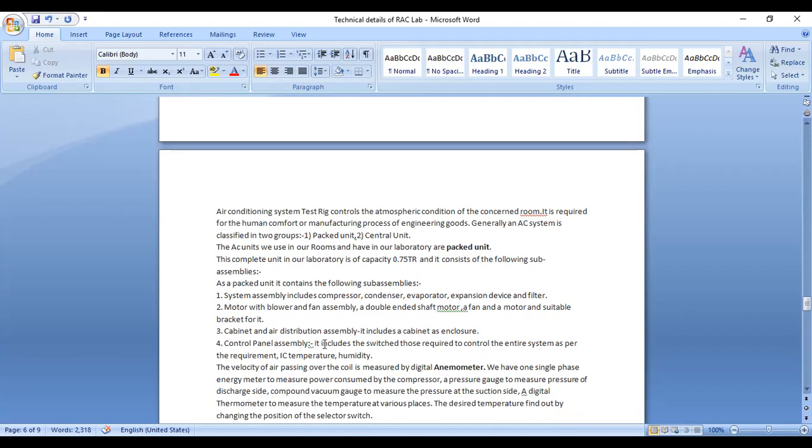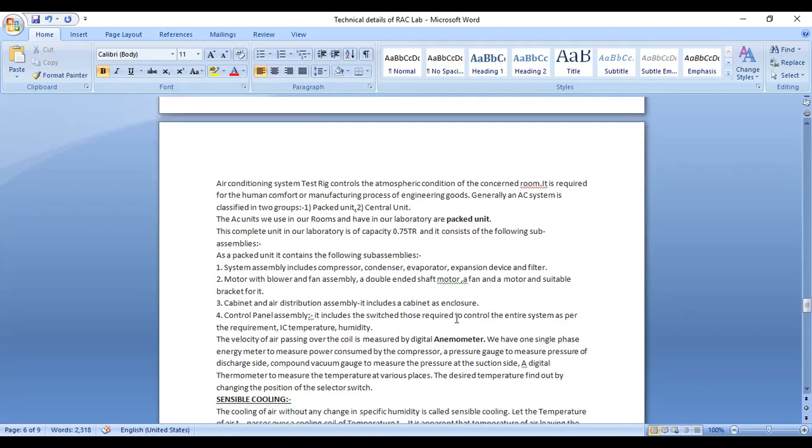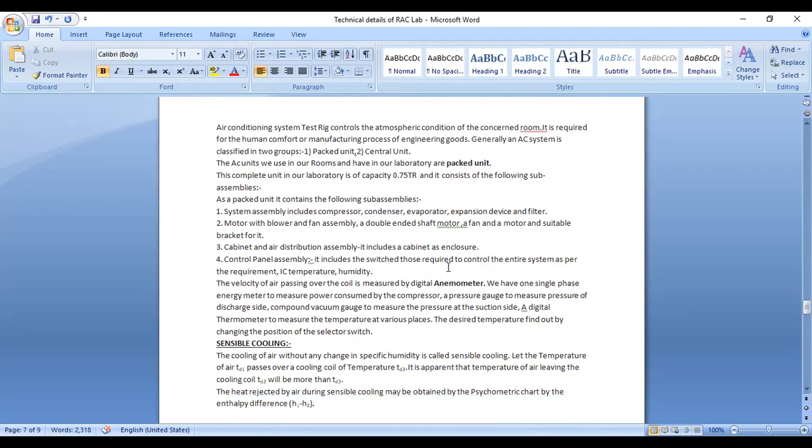The control assembly includes a switch, those required to control the entire system as per the refrigerant requirement, temperature, and humidity. The velocity of air passing over the coil is measured by the digital anemometer. So velocity of air we are supposed to calculate. We have one single phase energy meter to measure the power consumed by the compressor. A pressure gauge to measure the pressure of the discharge pipe. Compound vacuum gauge to measure the pressure at the suction side. A digital anemometer to measure the temperature at various places.